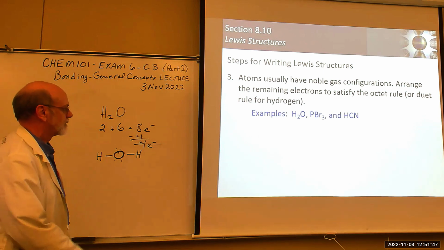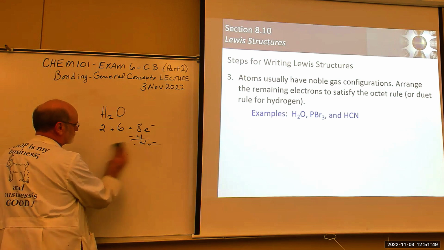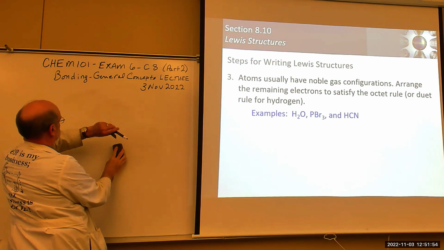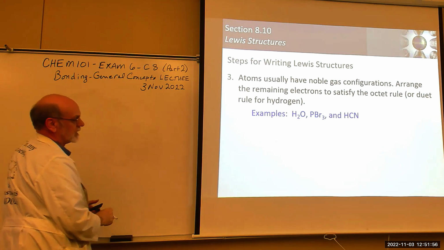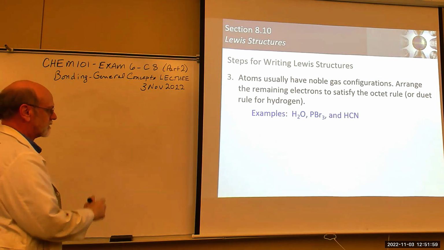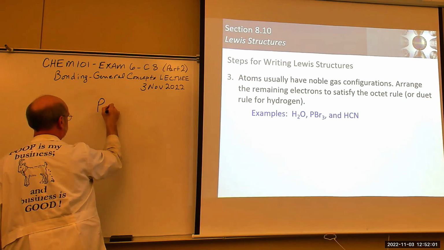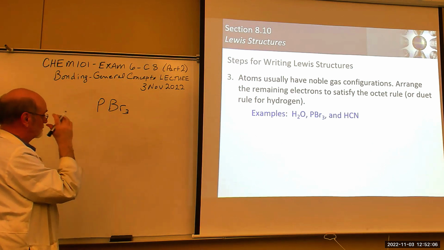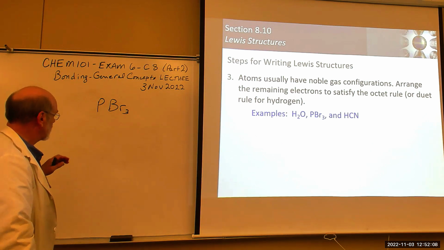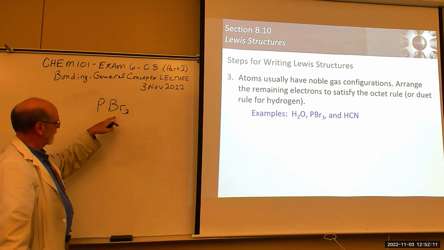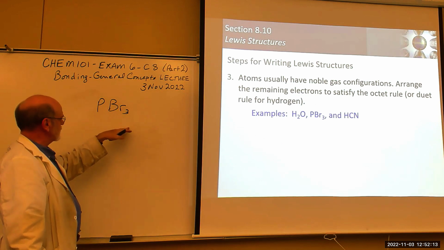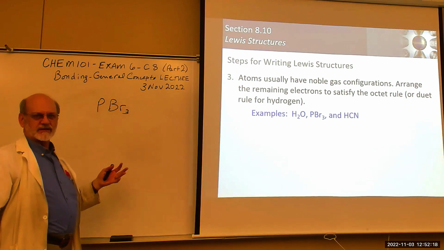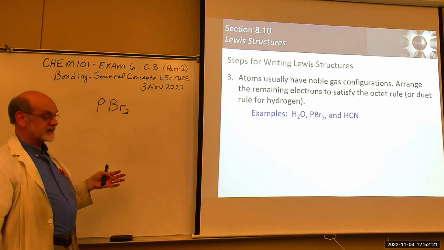Okay, so let's take another example. How about PBr3? That molecule really does exist. So which one goes in the middle, right? Do we have a Br in the middle and then a P and a Br and a Br on the outside? That would be kind of unbalanced, wouldn't it? Well, there's another way to tell.